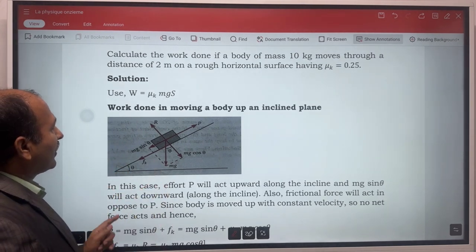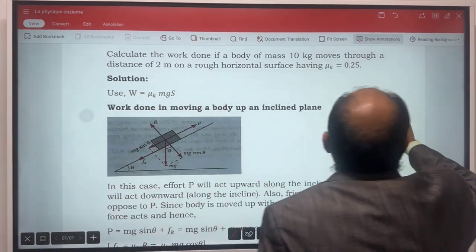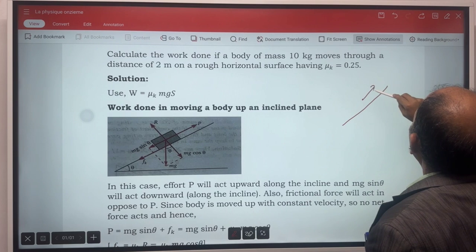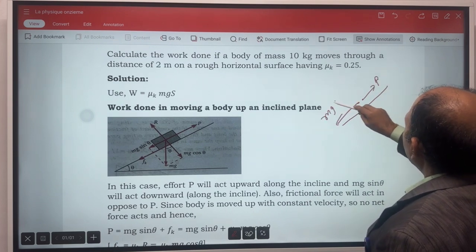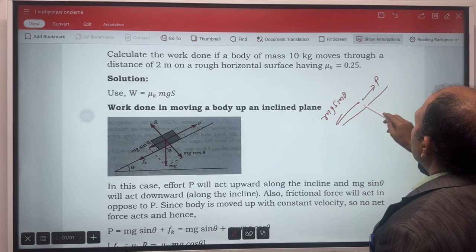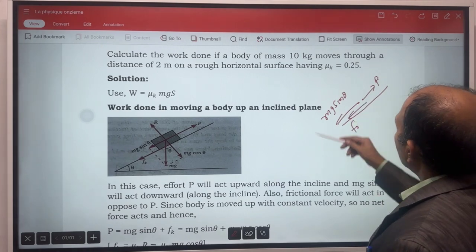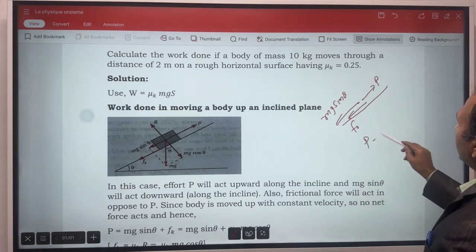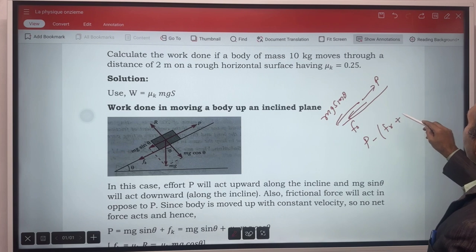Here, one more thing you have to take into consideration: suppose you are applying force P in this direction, mg sin theta is acting in this direction, and friction will also act in this direction. So there are two forces that are opposing your force. So you can say net force will be the difference of these two forces, frictional force plus mg sin theta.